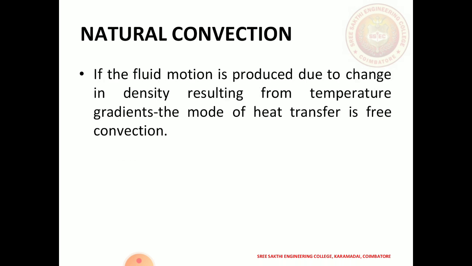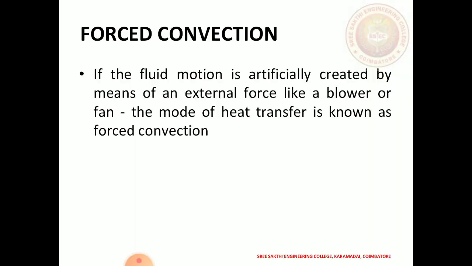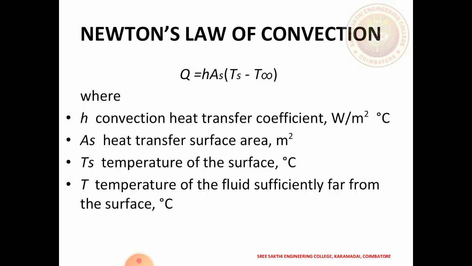Natural convection. If the fluid motion is produced due to change in density resulting from temperature gradients, this mode of heat transfer is free convection, otherwise called natural convection. Forced convection. The fluid motion is artificially created by means of any external force like blown air or a fan. Then the mode of heat transfer is known as forced convection.